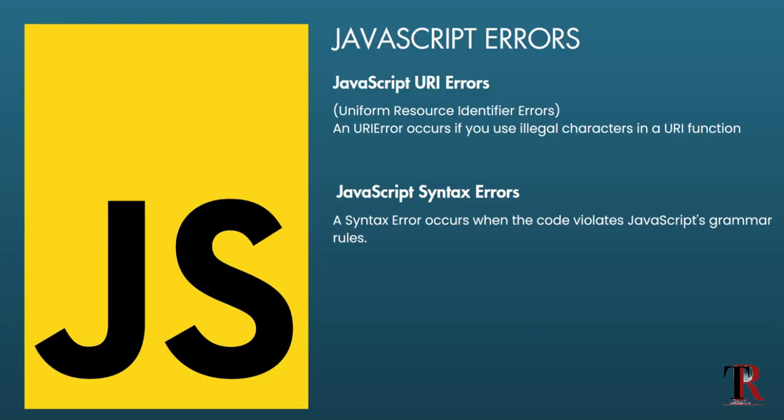Oftentimes, due to the way we might be thinking or processing it in our program or in our project, we sometimes use illegal characters or something that is not easily identifiable by JavaScript in our code. And in instances like this, we will run into what is called the URI error. And that happens when you use illegal characters in a URI function. Now, for example, let's take a look at this example in the code editor.